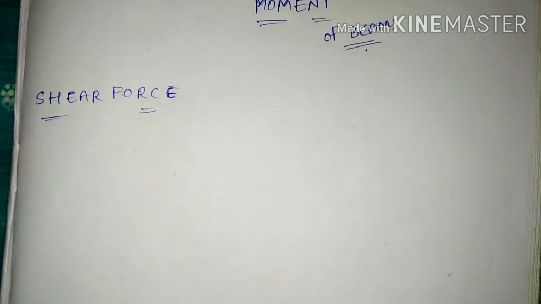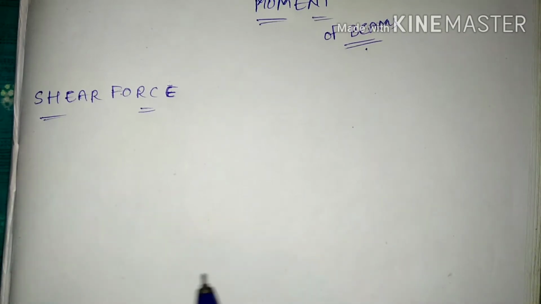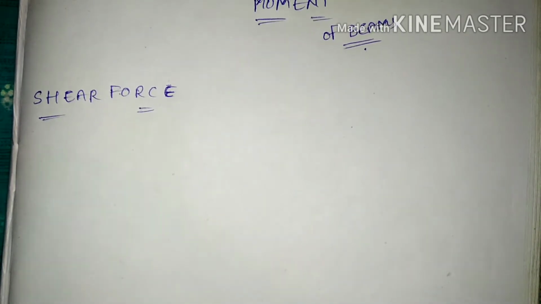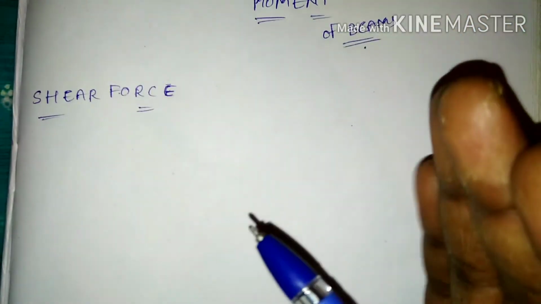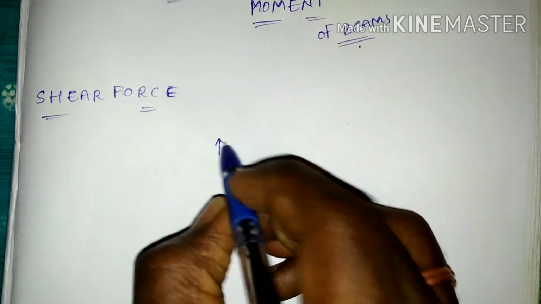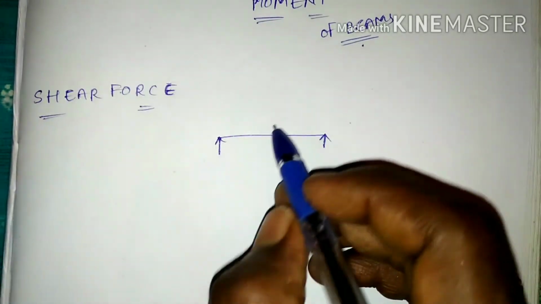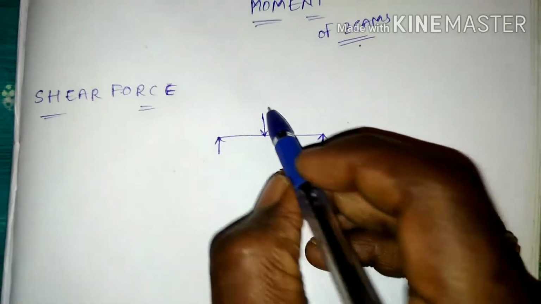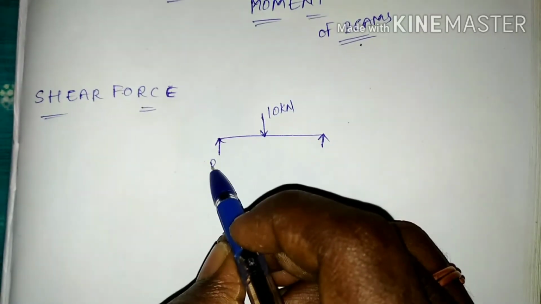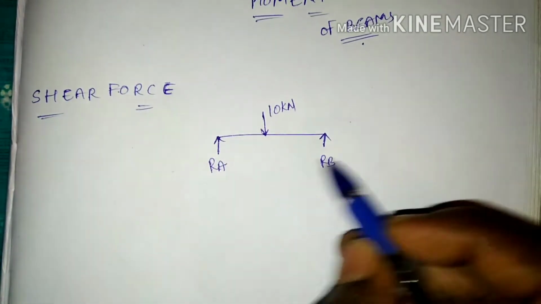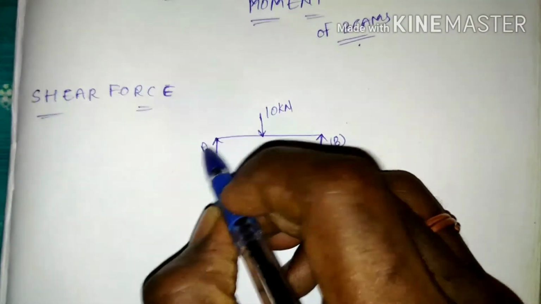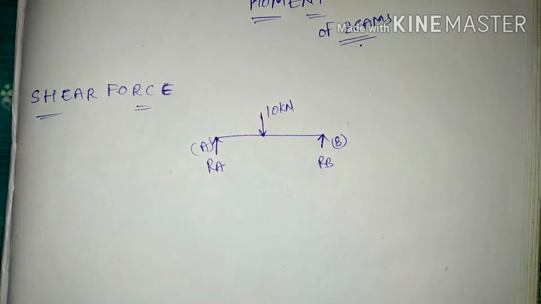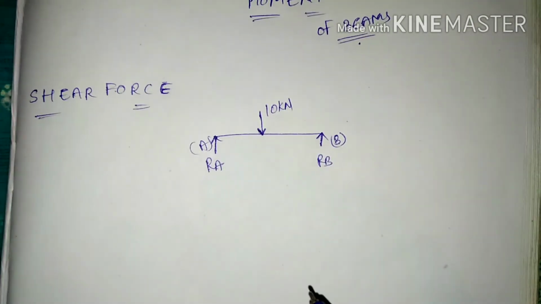Here the shear force is nothing but the calculation of forces on the beam from the right support or left support. Let us consider an example. Here it is a beam, having a 10 kN load. Here we already know the reactions RA and RB at the respective supports, A support and B support. The load is acting here, 10 kN load.